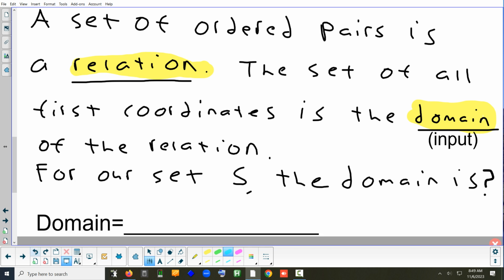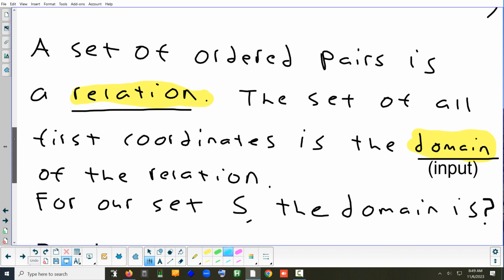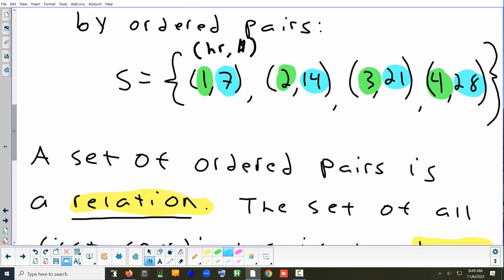So now, let's look at our problem. I kind of already said this. But what's the domain? What are all the numbers that are highlighted in green? The hours. Yep, and what are they specifically in this problem? 7, 14, 21, 28. 1, 2, 3, 4. Yeah. So your domain is all the ones that are highlighted in green.